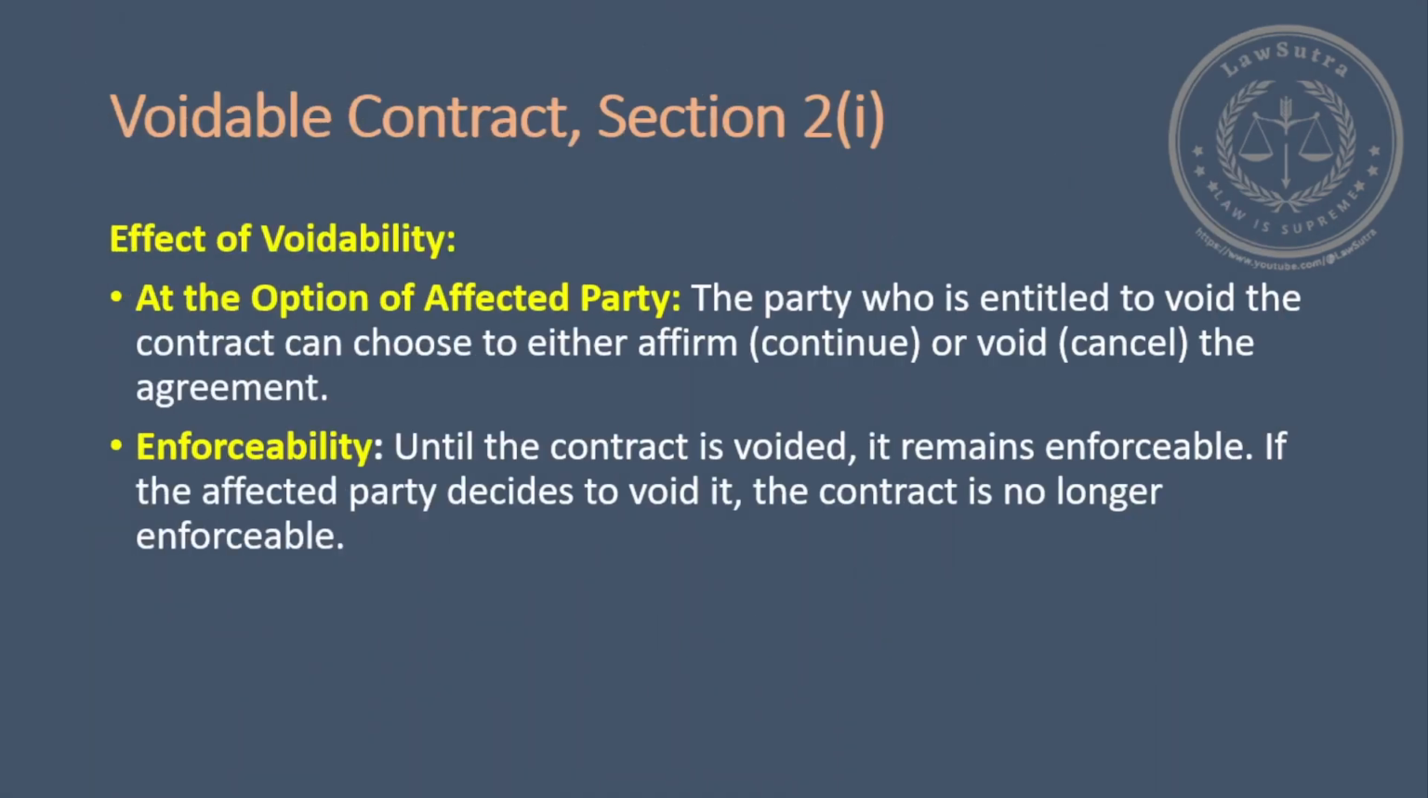Effect of the voidability at the option of the affected party. The party who is entitled to void the contract can choose to either affirm it, so it will continue, or void and cancel the agreement. Enforceability. Until the contract is voided, it remains enforceable. If the affected party decides to void it, the contract is no longer enforceable.